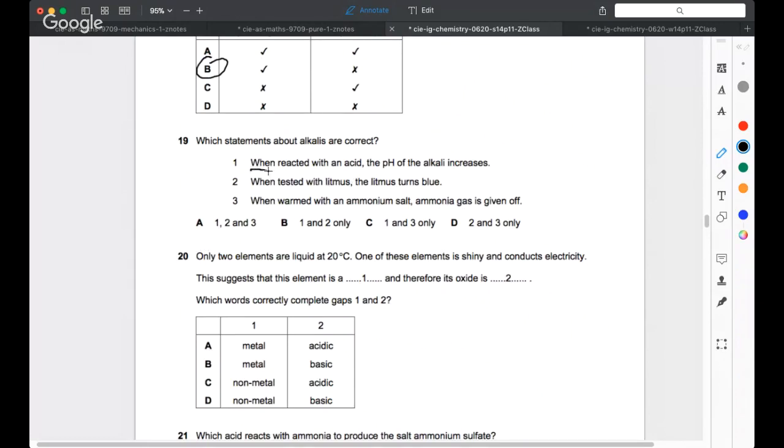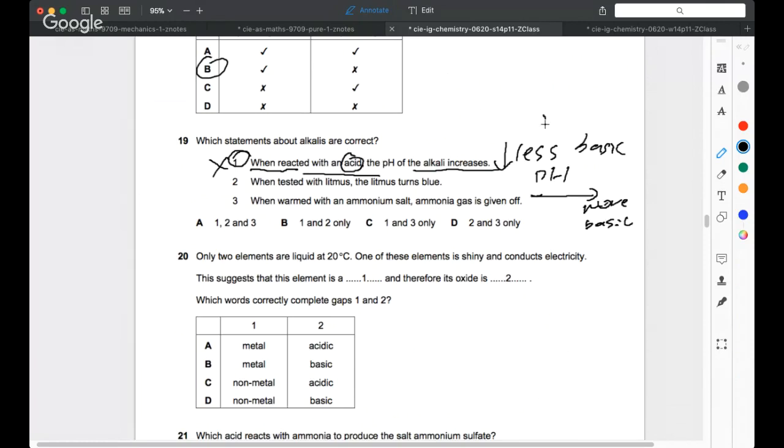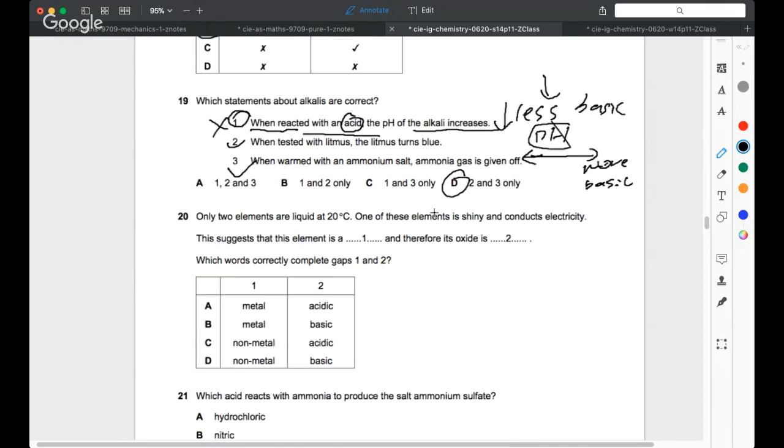So number 1 is wrong, because when you react alkali with acid, it becomes less basic. So if you think about the pH scale, the higher the pH number is, the more basic your solution is. So by reacting alkali with acid, you are making the solution less basic. So there will be a decrease in the pH instead of an increase. So number 1 is wrong. So 2 and 3 are both correct. So the right answer will be D. Next question.